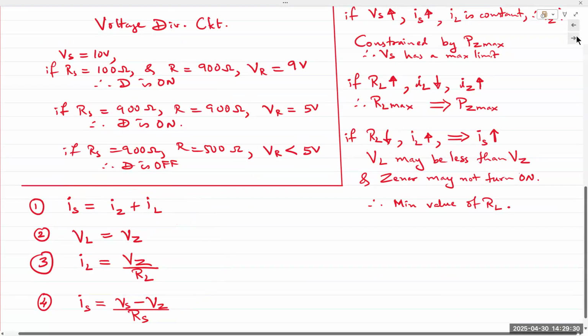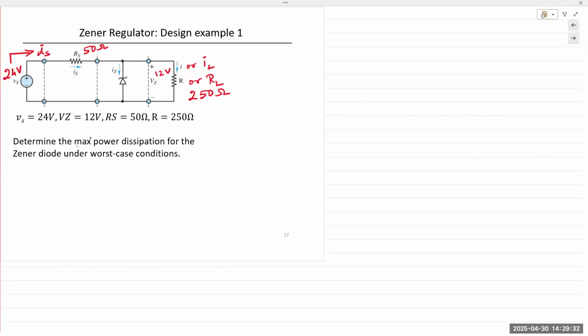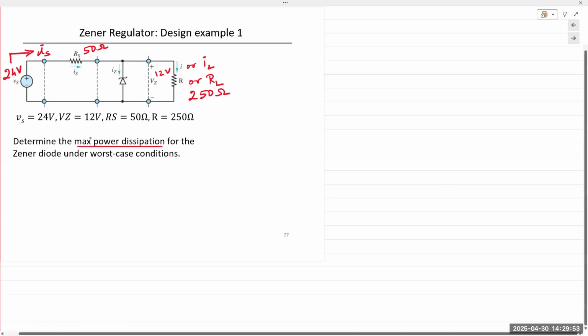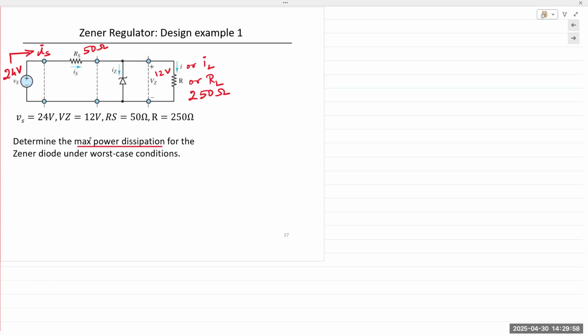Okay. In this case, we are referring to maximum power dissipation. The key word is power. Power for the Zener diode is the product of the Zener voltage and the Zener current. VZ is going to remain constant. So worst case scenario is fluctuations in IZ. So that's the approach we need to take with this design problem.